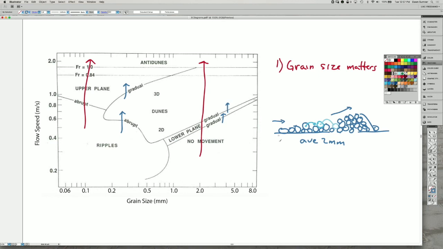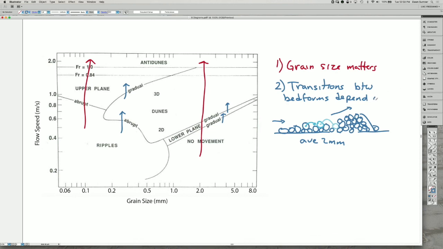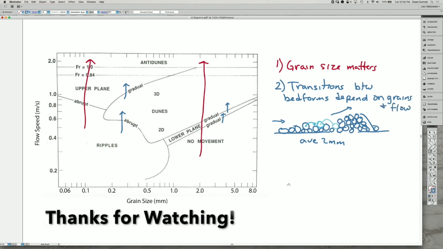Okay. So the second point is that the transitions between bed forms depend on the characteristics of the grains and the structure and the flow, and specifically the turbulence.